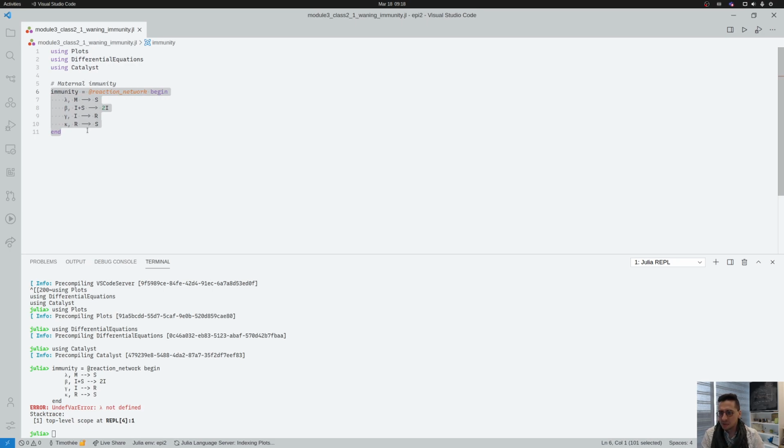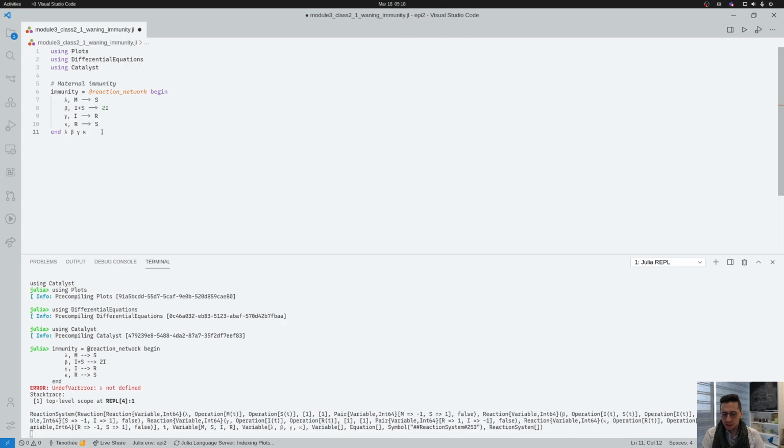Right, and then we need to add the names of the variables. It's lambda, beta, there's no comma here, gamma, and kappa. Let's run this little thing here.